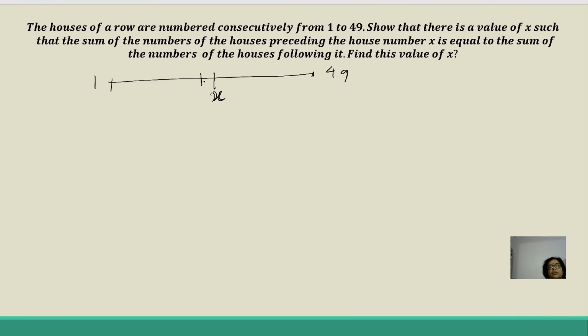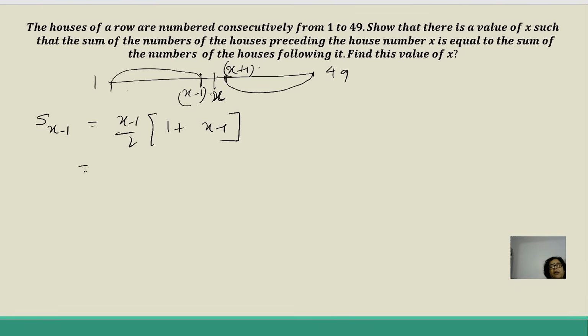Now, according to the question, the sum of the house numbers preceding this x will be equal to the sum of the house numbers succeeding x. So the preceding number over here will obviously be x minus 1 and the succeeding one will be x plus 1. So the sum of the house numbers from 1 to x minus 1, using the formula, S(x minus 1) will be equal to (x minus 1) by 2. A is 1 and the last term is x minus 1. So this becomes x into (x minus 1) by 2.